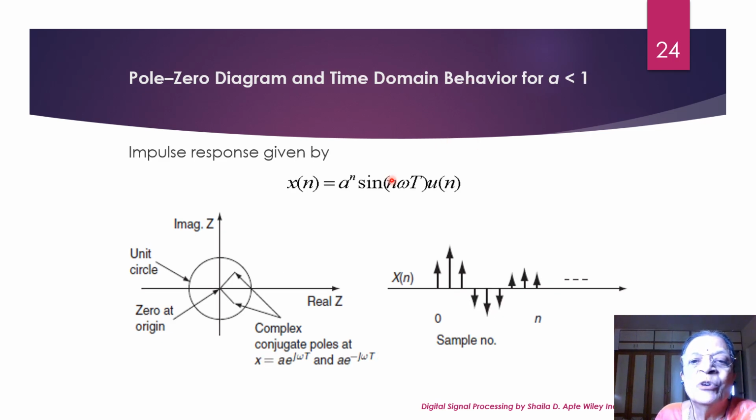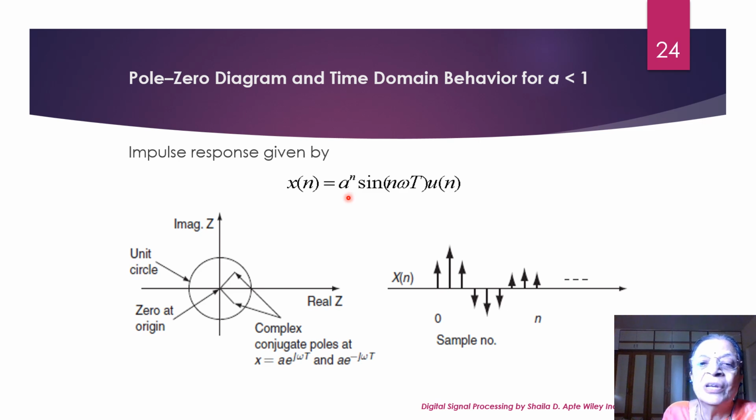Now consider the time domain behavior for a sinusoidal system, a raised to n sine n omega t. We are considering all generalized cases so that you can analyze other cases also. So a raised to n sine n omega t u(n). So how will the system be? Suppose this a raised to n is not there, it is just sine n omega t. It will just be a sine function, and the corresponding amplitude of the peak will not change. It will be constant, it will be just the sine function.